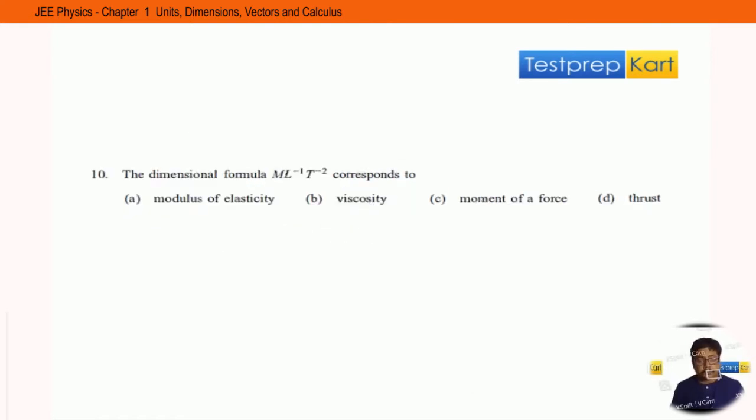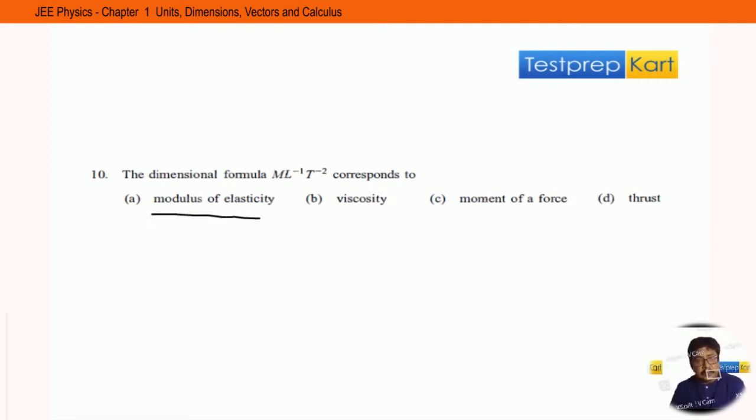Now, in this particular question, it is a very, very important question. So in this important question, I must say something to you. The dimensional formula is M L to the power -1 and t to the power -2. So what would be the dimensional formula of this guy?